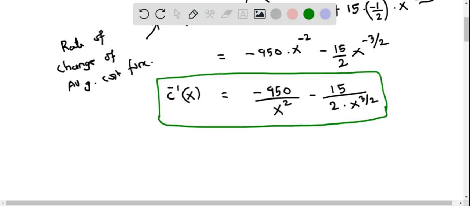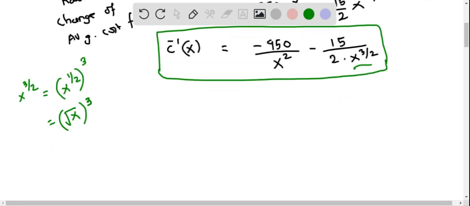In fact, we can now rewrite this in a different form, specifically for x raised to the power of 3 by 2. I can write this as x raised to the power of 1 half, and once again raised to the power of 3. In radical form, we write this as square root of x, raised to the power of 3. That is, we have to cube this square root function, that is, multiply the square root of x with itself 3 times. So let's do that.